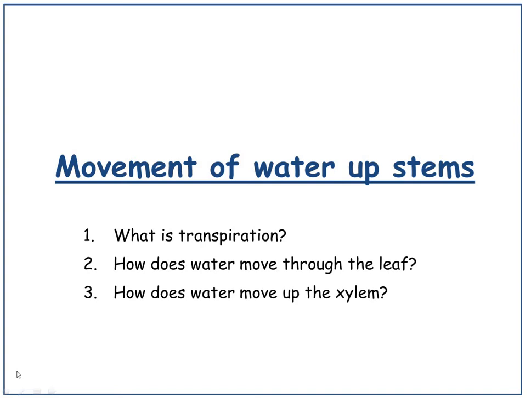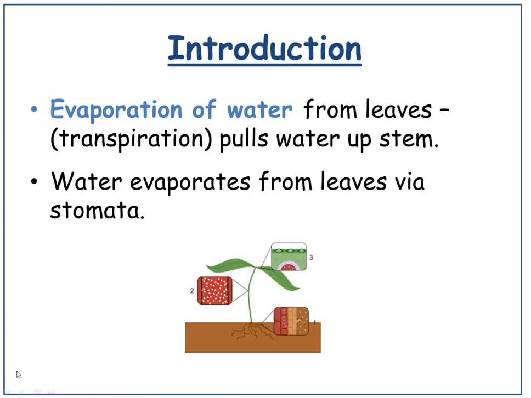Movement of water up stems. What is transpiration? How does water move through the leaf? How does water move up the xylem? Introduction. So evaporation of water from the leaves is transpiration, which pulls water up the stem.